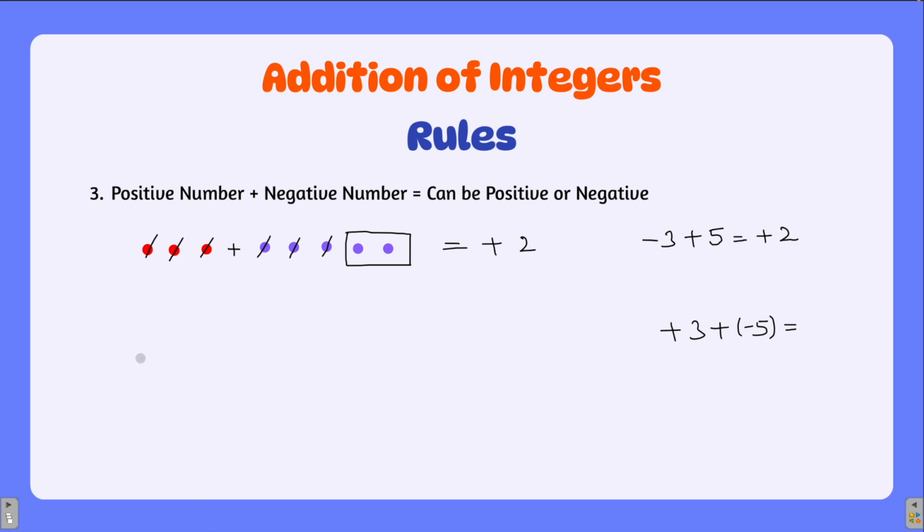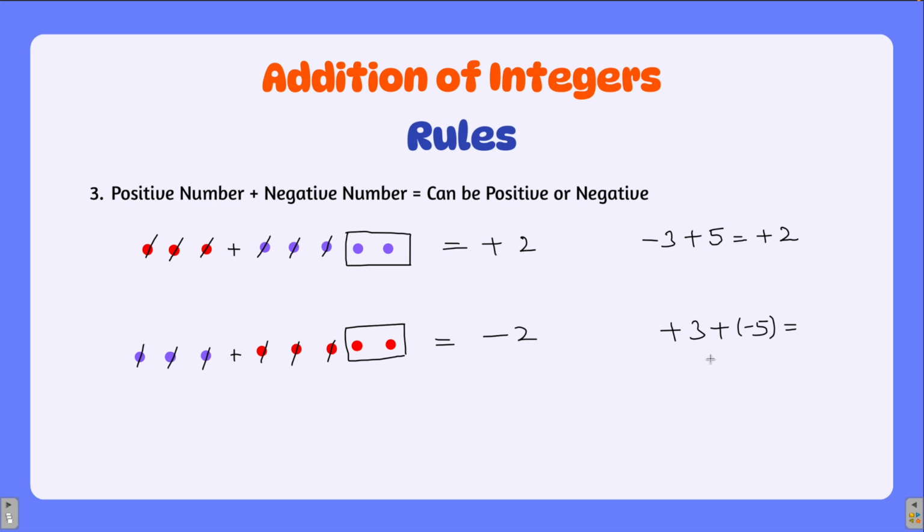So now, these are 3 positive balls, 1, 2 and 3, and we are adding 5 negative balls, that means 5 red balls. So 1, 2, 3, 4, 5. Then these 3 balls and these 3 balls will get cancelled out because they are opposite to each other. Then we will be left with 2 balls, but these 2 balls are negative.